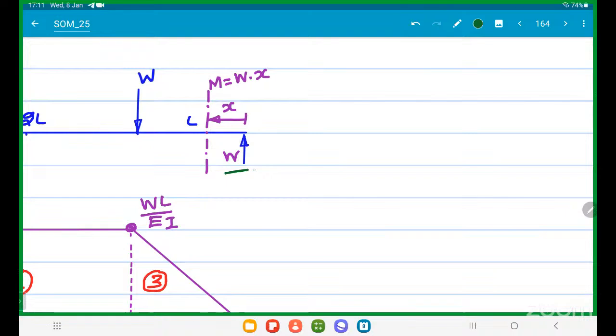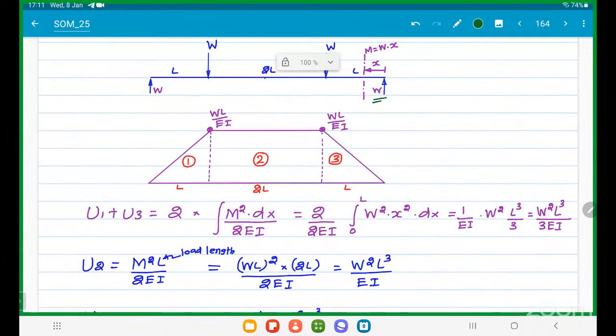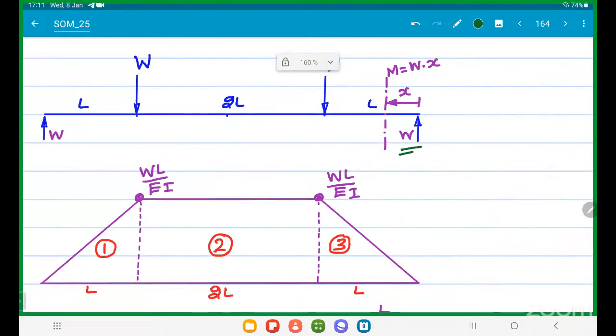How do you say that it is W? Sir, support reaction, sir. It is a symmetry case. For a symmetry case, simply supported beam, support reactions are equal to total load divided by 2. Total load is W plus W. 2W divided by 2 means W will come. Okay. Done.